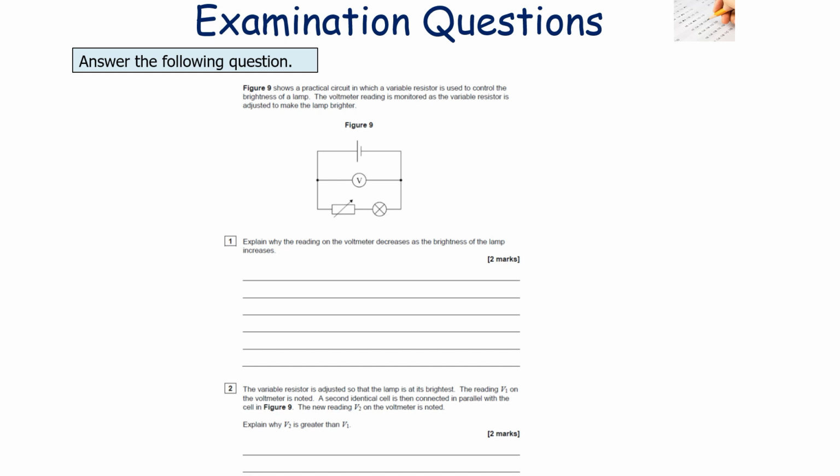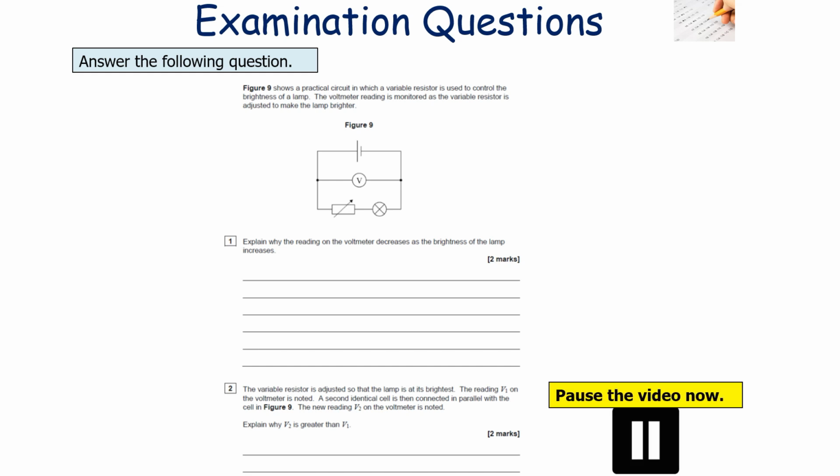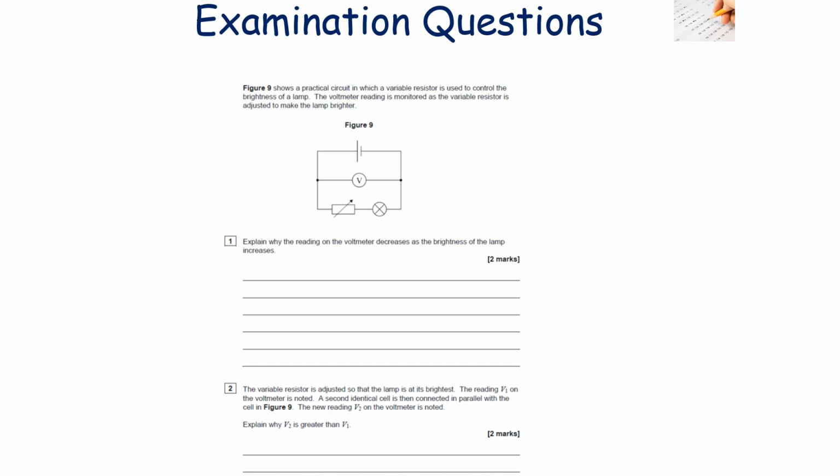A second identical cell is then connected in parallel with the cell in figure 9. The new reading V2 on the voltmeter is noted. Explain why V2 is greater than V1. So pause the video now, then unpause the video when you want to go through your answer. So how do you answer this particular question? So in this first question, what's very important is as follows.